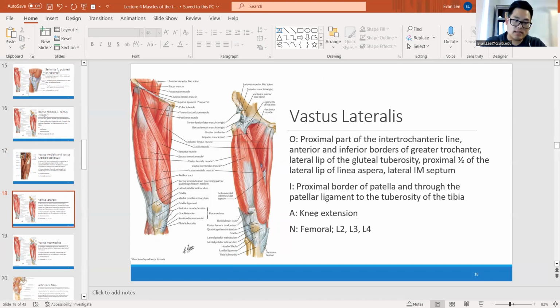So knee extension is going to be straightening out the knee again, and once again, it's innervated by femoral nerve L2, 3, and 4.